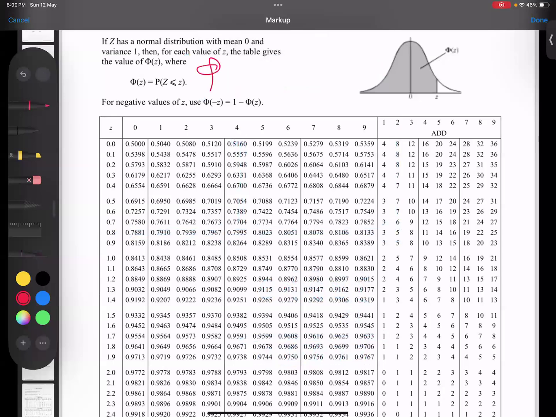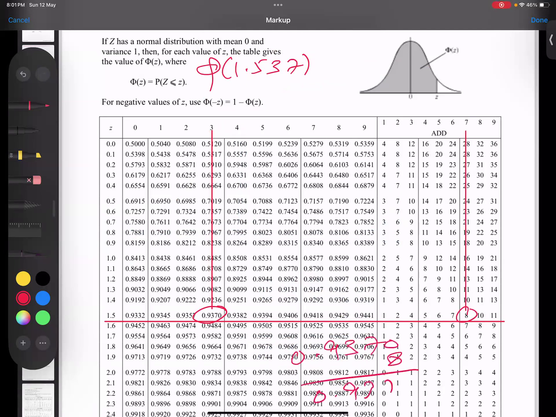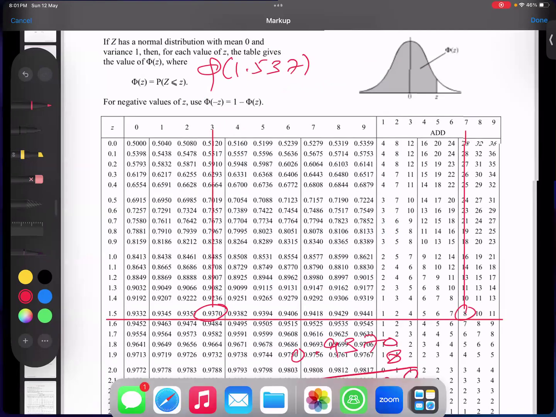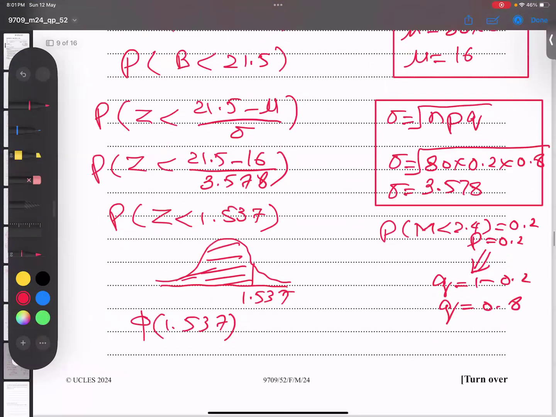What I'm looking for, students, is 1.537. 1.5 is where this line is, so 1.5 comes from here, 3 comes from here, so this value, and 7 comes from here, so this number: 0.9378. Alhamdulillah, I believe you got the point. The probability of this is 0.9378. Okay, I hope so. The question is clear, and let's go for the next question.